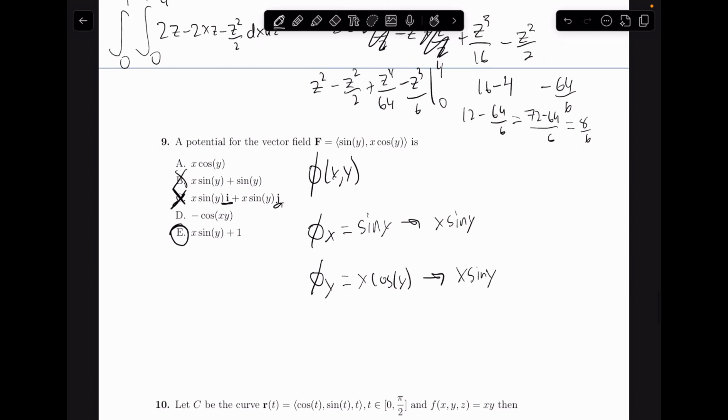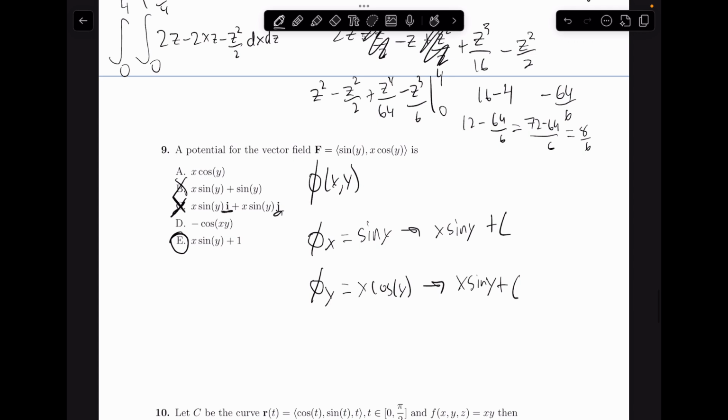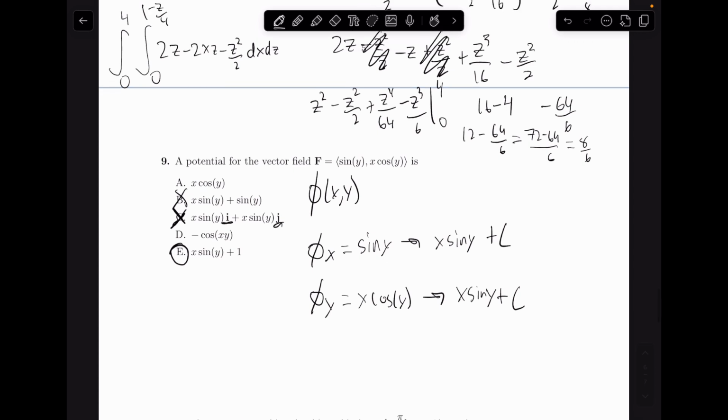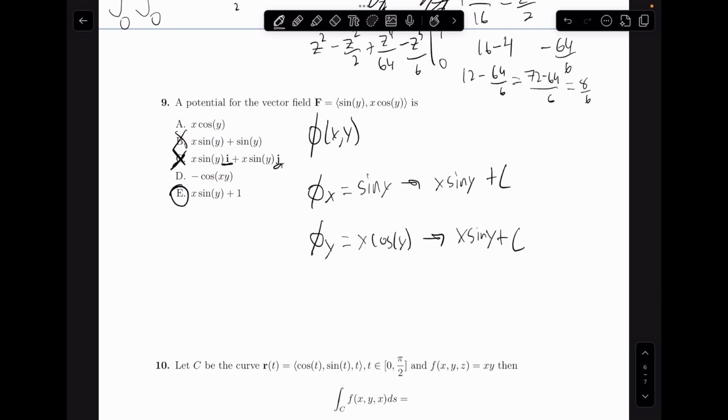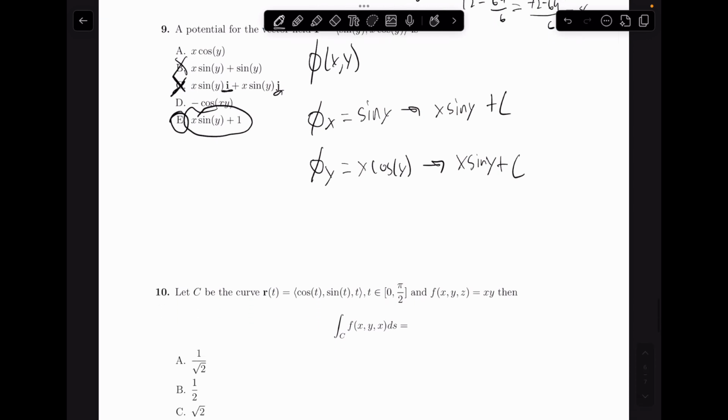And remember, these have some sort of constants, right? So we always want to take the unique terms that we got from integrating, add those up, and then add a constant. And that's exactly what we're doing here. So E is going to be our answer.